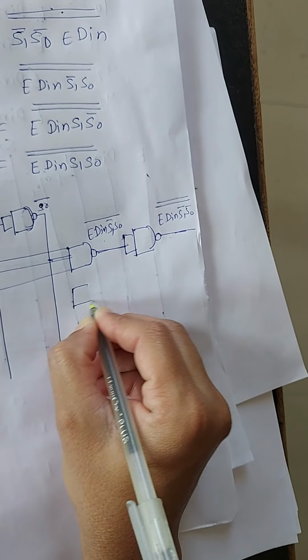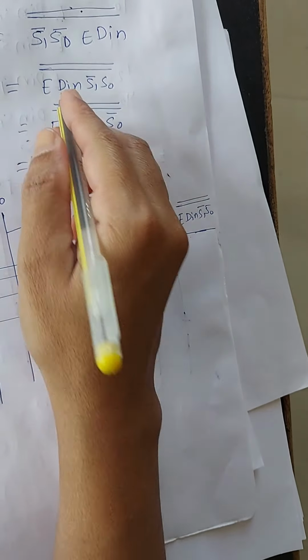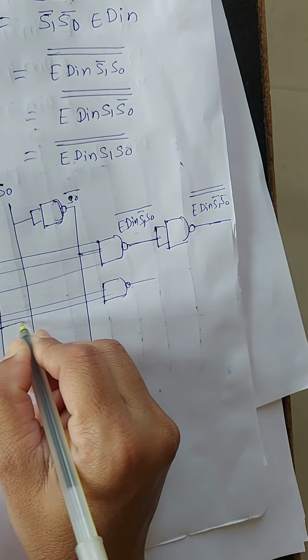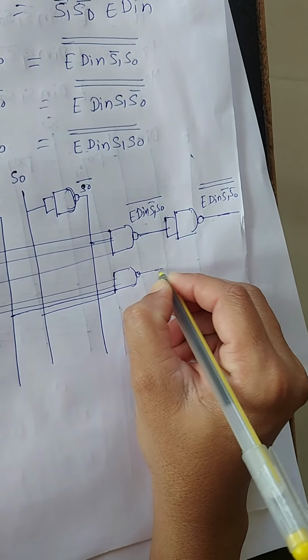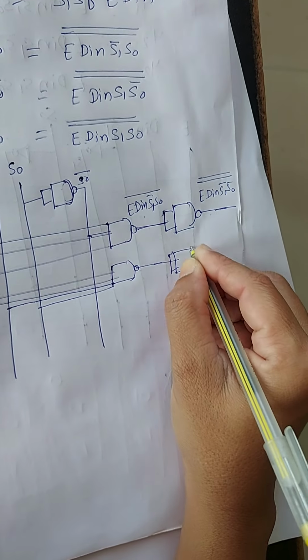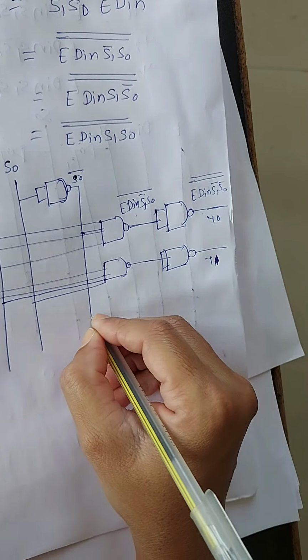Next, E, D in, S1 bar, and S0, and another one bar for that equation. So we connect here one. This is the Y1 equation, this is the Y0.